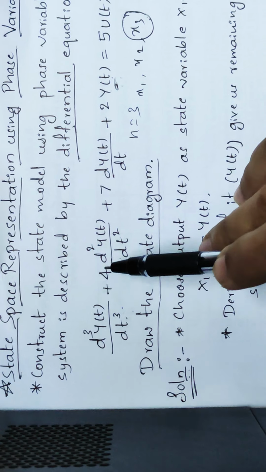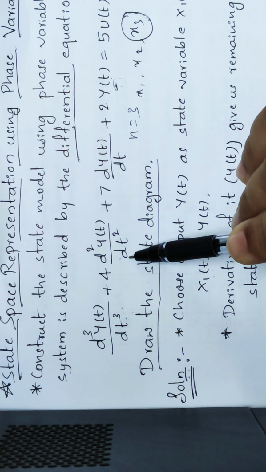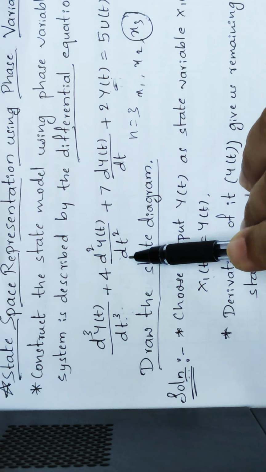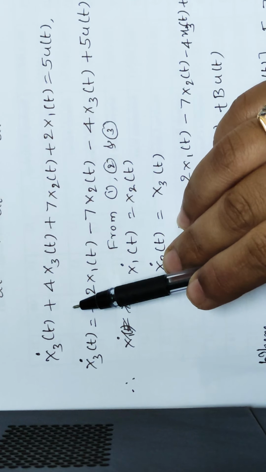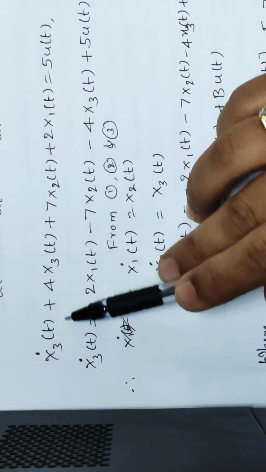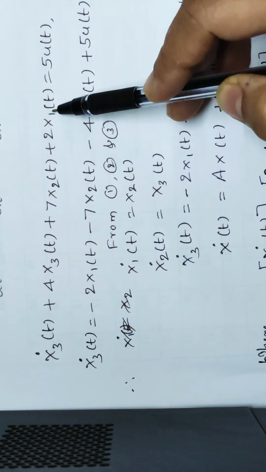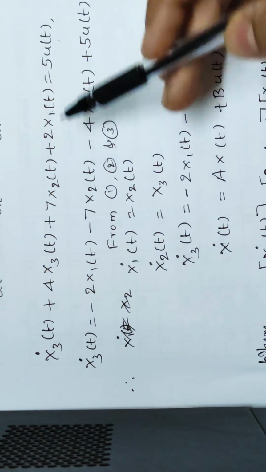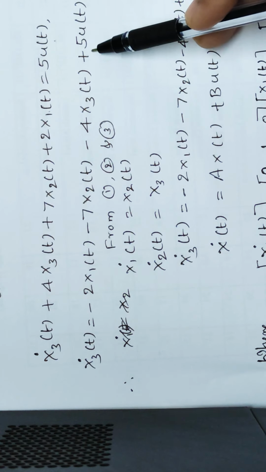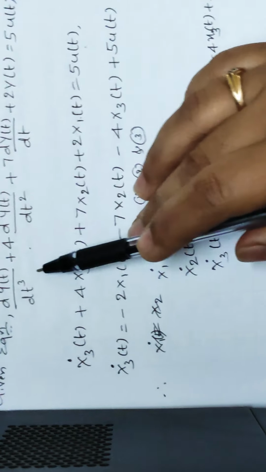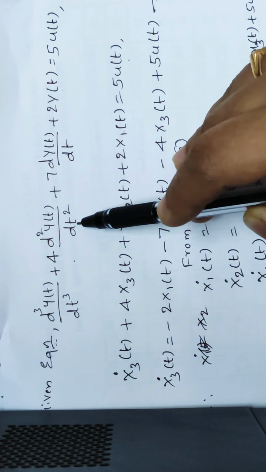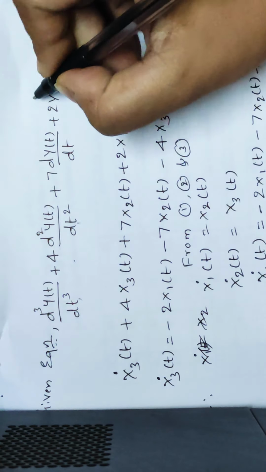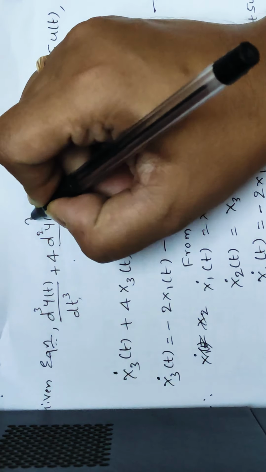Order is 3, so the order 3 state equation you have to write from the given equation. Substitute x1, x2, x3 in the given equation. x3 dot plus x3 plus x2 plus x1 is equal to 5 u of t. Therefore, x3 dot is equal to this equation. In this equation we have to substitute. This is x1, x2, x3, and this is x3 dot, right? This is x1, x2, x3.